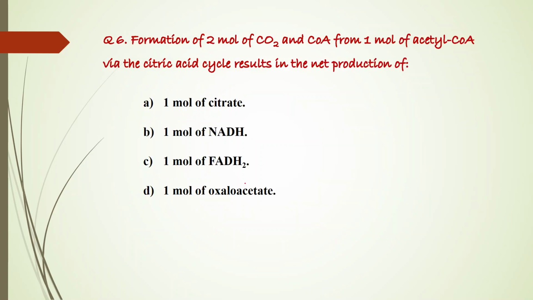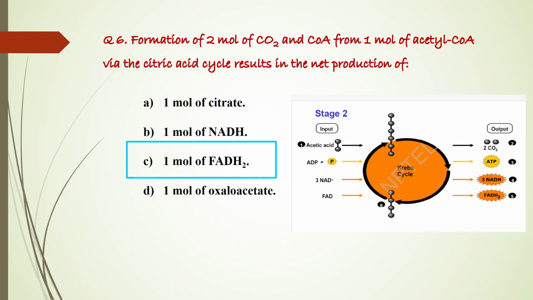It says formation of 2 moles of CO2 and coenzyme A from 1 mole of acetyl coenzyme A via the citric acid cycle results in the net production of how many moles of, there are 4 options. So for that you need to know the TCA cycle and what are the substrates and what are the products. So let us look. This is stage 2 of TCA cycle or Krebs cycle, where you can see acetic acid is being converted to 2 CO2 molecules. So that is what was asked in this question, formation of 2 moles of CO2.